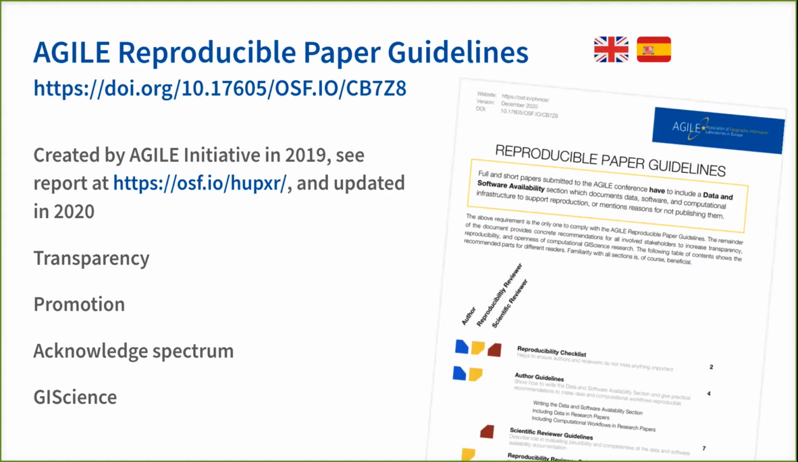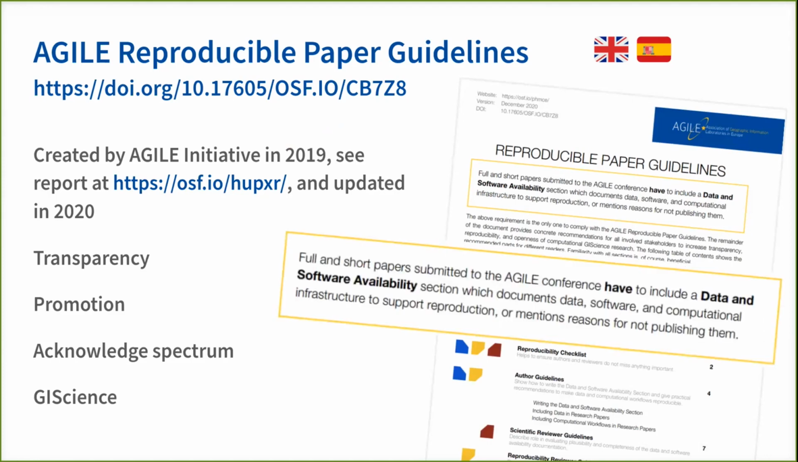So the Agile Reproducible Paper Guidelines, created by the Reproducible Agile Initiative, their goals or their focus areas are transparency. So we want to just be transparent about it. If data is shared or not, if software is shared or not, these guidelines are mandatory to follow, but the most important sentence is right on the first page. Full and short papers submitted to the Agile conference have to include a data and software availability section which documents data, software, and computational infrastructure to support reproduction, or mentions reasons for not publishing them. So you're still free not to share your data and code. You just have to be transparent about it.